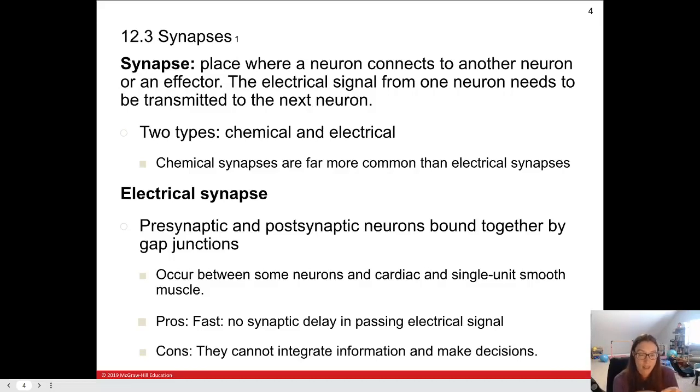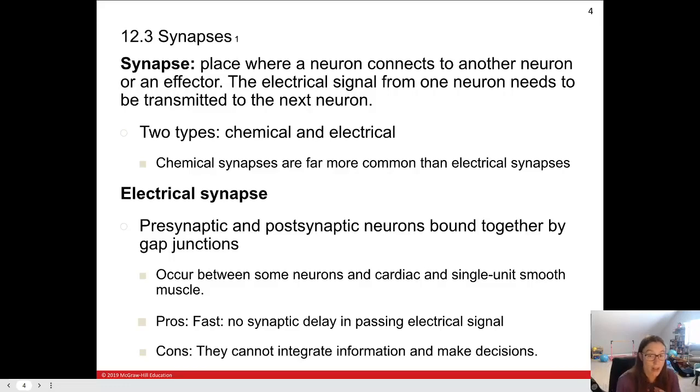But the electrical synapse is basically when the actual neurons are connected to each other. So we have the two neurons and they're actually touching and they're actually connected to each other, and they have gap junctions in between them. And remember, a gap junction is where we have our cells, and our cells are actually connected, and the gap junctions have a little protein pore so that they can share cytoplasm, and ions can move directly from one cell to the next. And so these gap junctions and these electrical synapses occur between some neurons, and then cardiac and single unit smooth muscle also are connected by gap junctions, and so we can liken that to an electrical synapse.